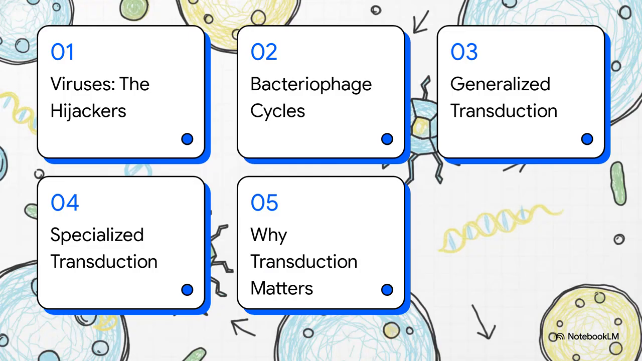Okay, here's a quick look at what we're going to cover. First, we'll talk about the viruses themselves, the genetic hijackers. Then we'll look at their life cycles. From there, we'll get into the two main types of transduction, generalized and specialized. And we'll wrap up by looking at why all of this really matters. Sounds good? Let's jump in.